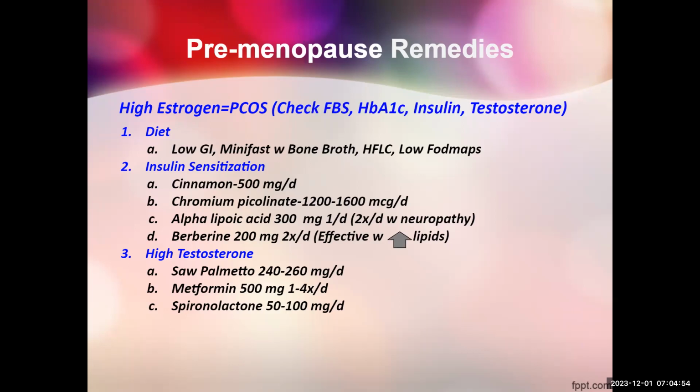Zymogen has a combo called Alamax, which is 400 of berberine and chromium. We like that one for that. So that's a combination. For high testosterone, metformin and spironolactone are sort of the standards.